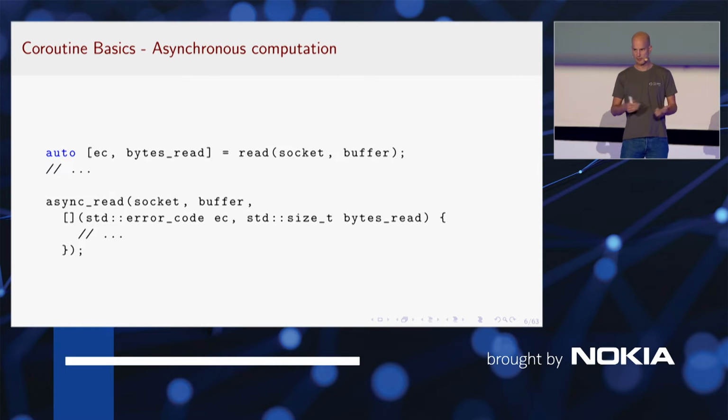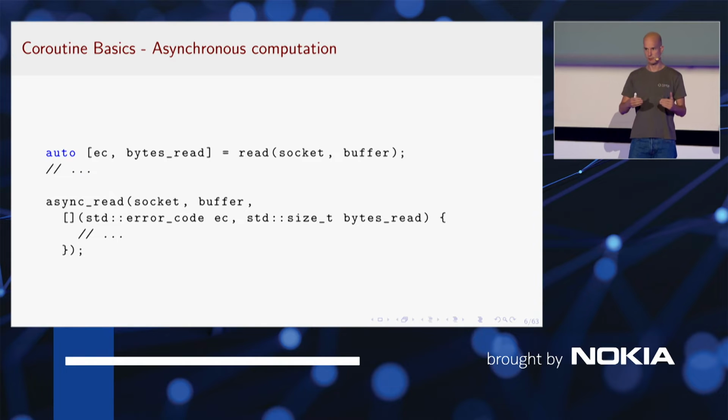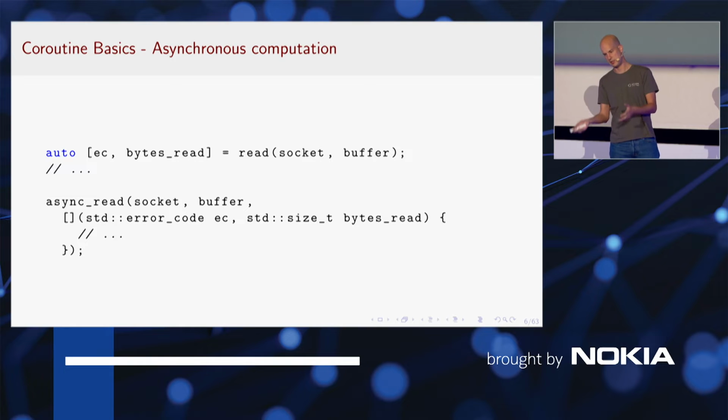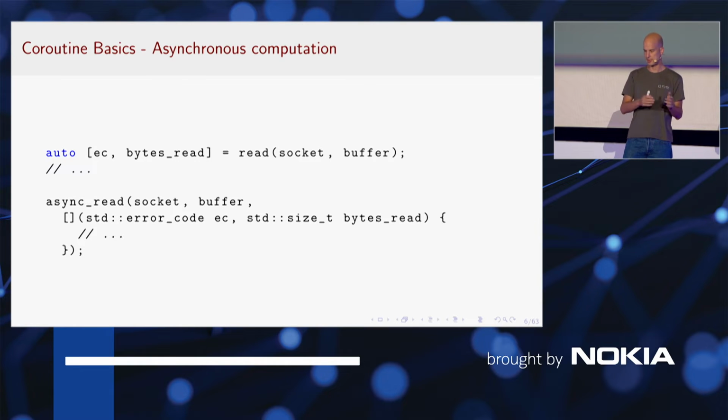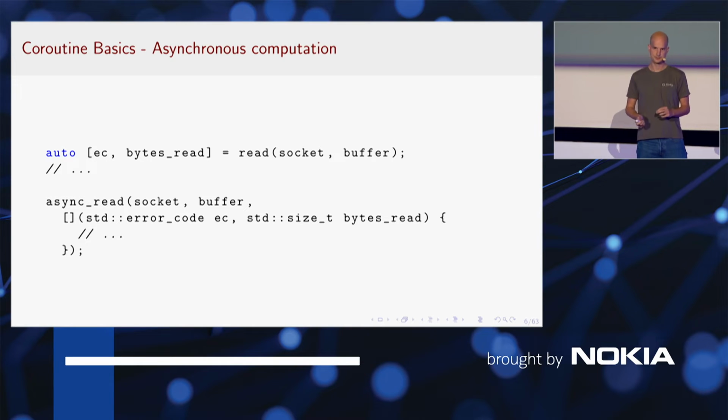The way that these libraries have so far looked in C++ is typically that you pass them an additional argument, which is a callback, and the async read will just finish right away without giving you any return values. Then at a later point in time, when the read operation is actually completed, it will invoke the callback that you passed there, and the result values, the error code and the number of bytes read that previously were the return values of the function, are now the arguments to the callback.